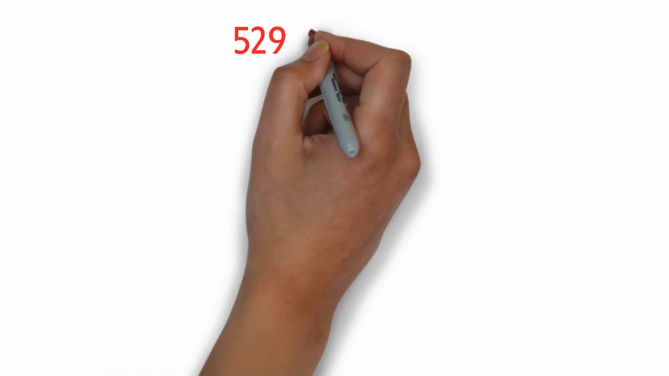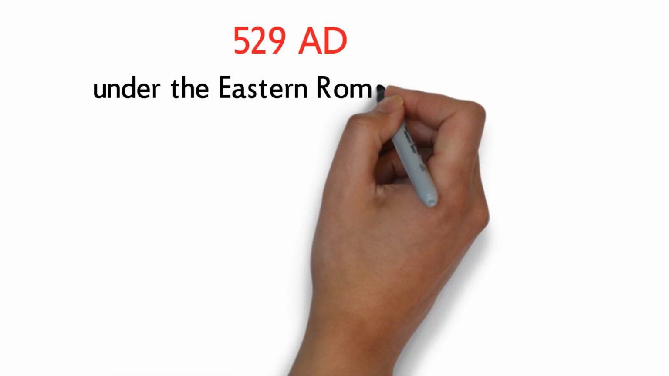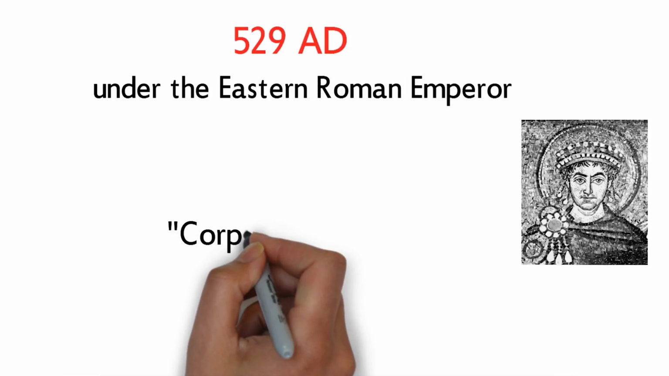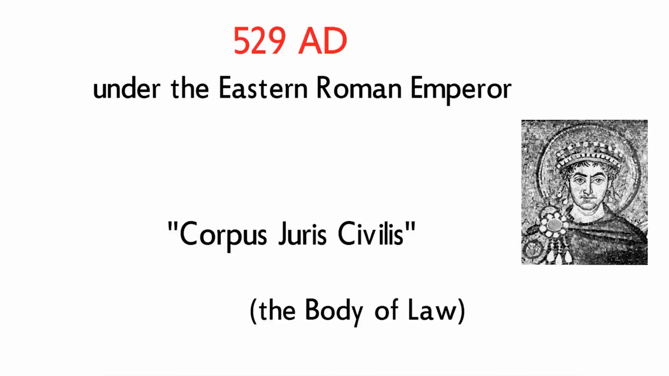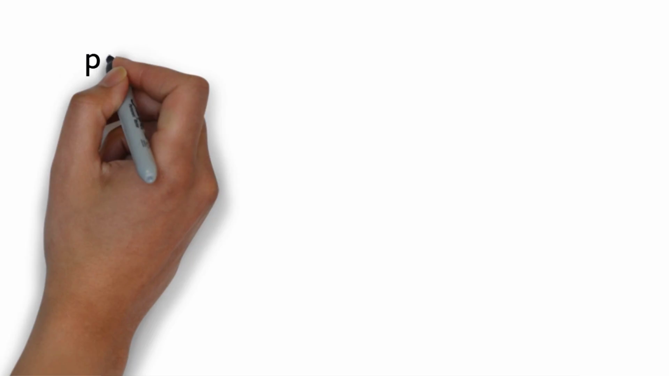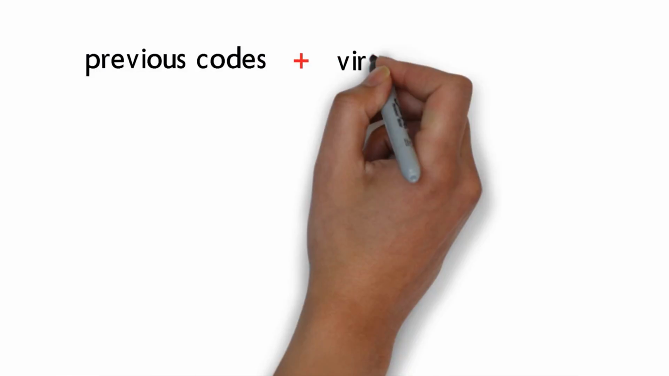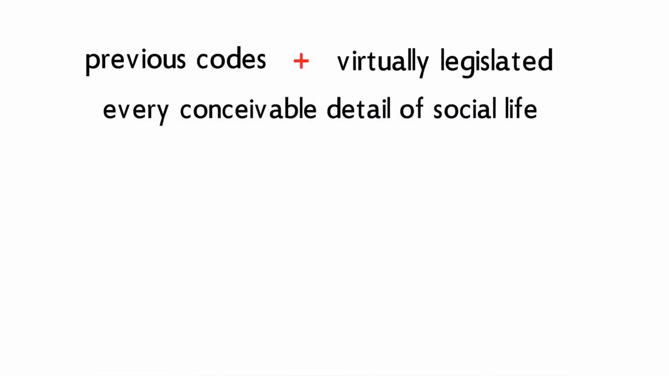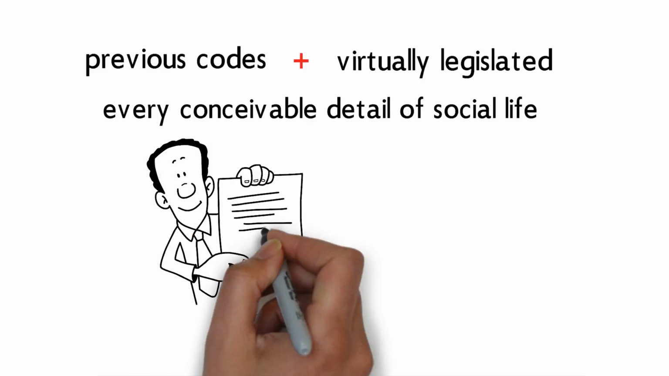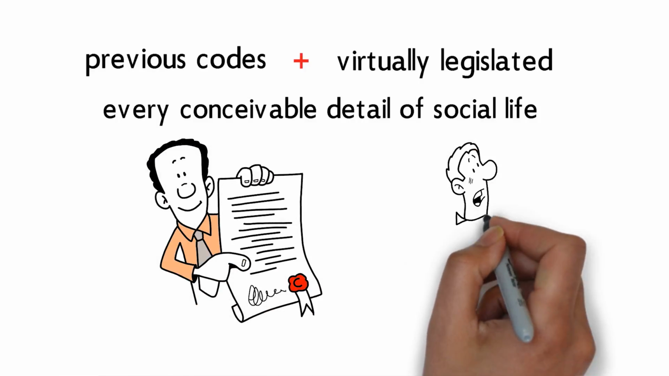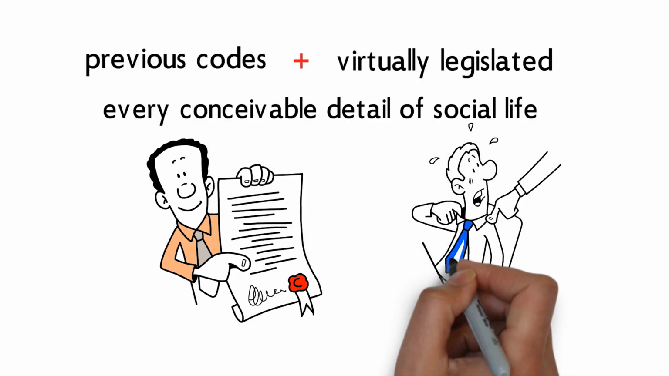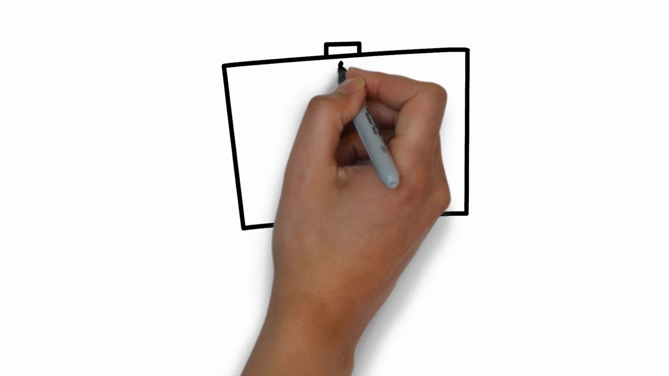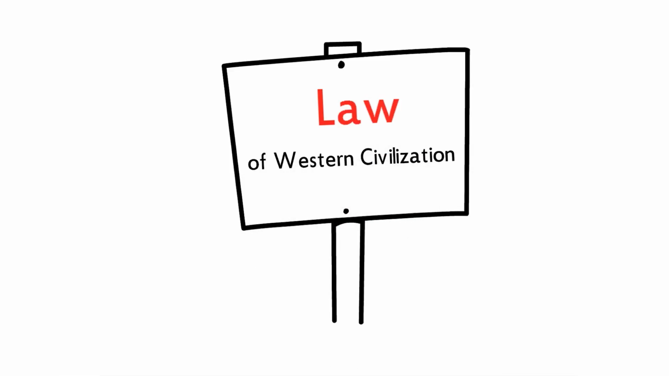So later, emperors began to switch from precedent-based legal systems to a code-based system. By 529, under the Eastern Roman Emperor Justinian I, the Corpus Juris Civilis, the body of law, was completed. This was a combining of all the previous codes and virtually legislated almost every conceivable detail of social life. Norms for behavior were clearly spelled out, and so were the penalties one would face if they were found guilty of deviating from the law.